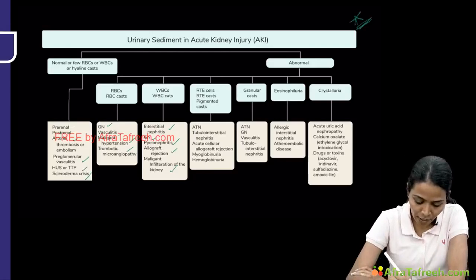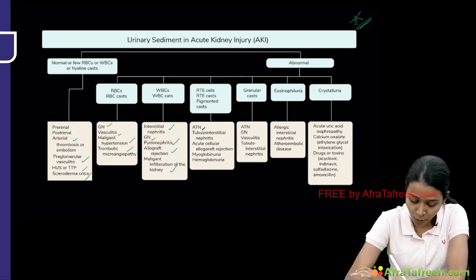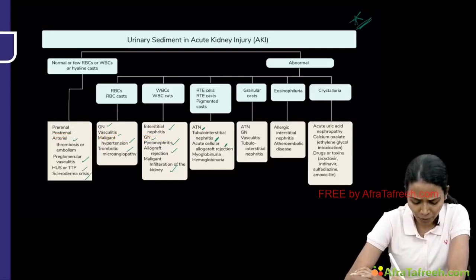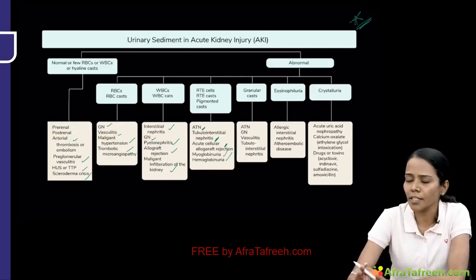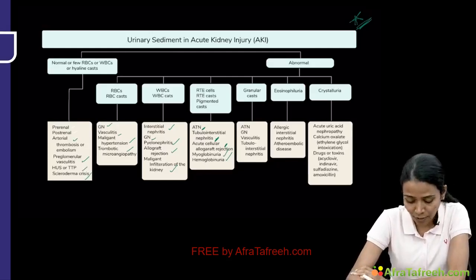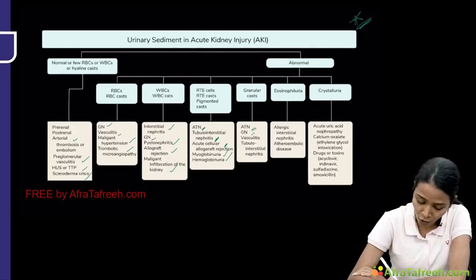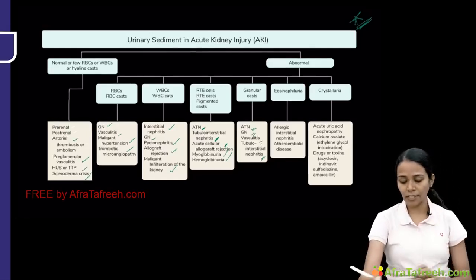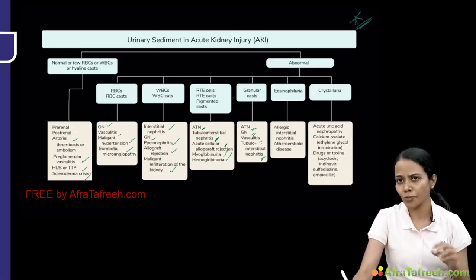Next is renal tubular epithelial cell cast. So it is mostly ATN or ATIN, that is tubulointerstitial nephritis. Again, rejection you can see, and myoglobinuria and hemoglobinuria are again causes for ATN. So basically when there is tubular necrosis or tubulointerstitial nephritis. Granular cast. Granular cast again can be seen in ATN or glomerulonephritis or vasculitis or interstitial nephritis. It can be seen in any of these conditions. It just means that the tubules are shedding.